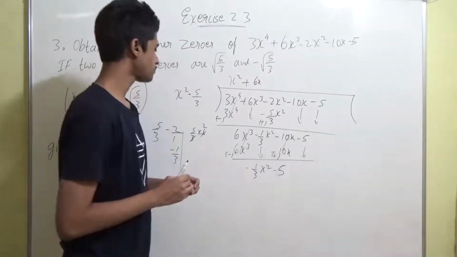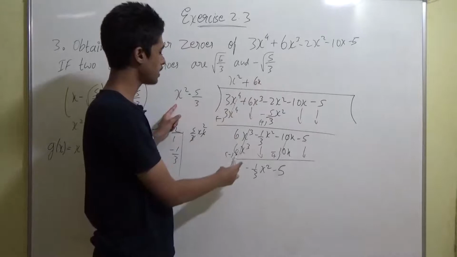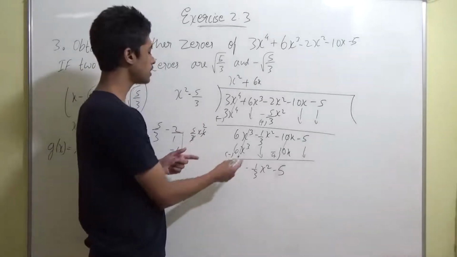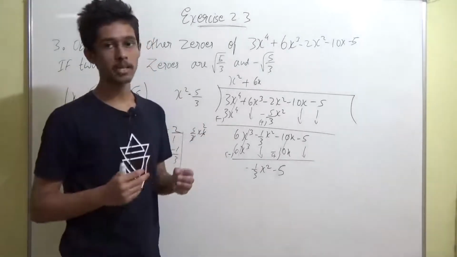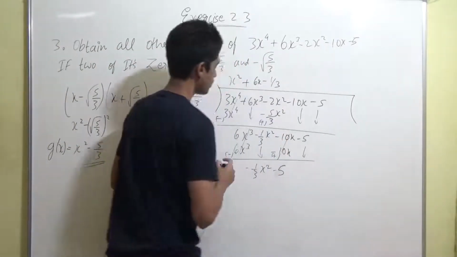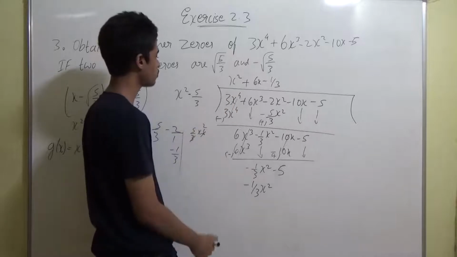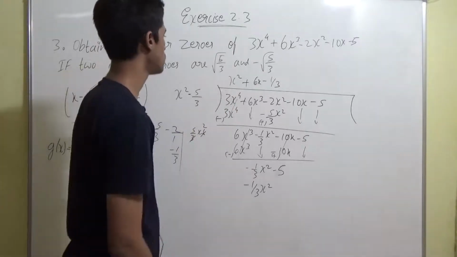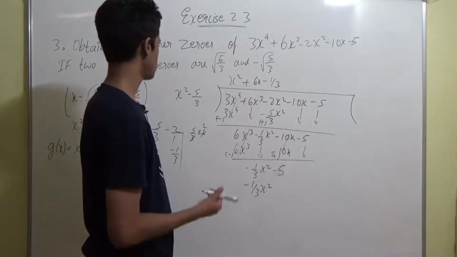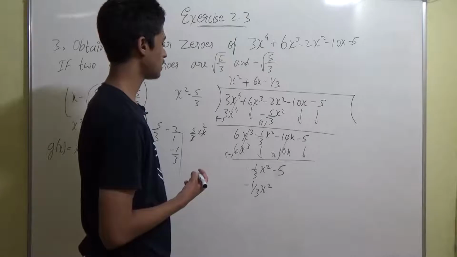Right. Now what you have to do is multiply this with a number to get minus 1 by 3 x square. See, here x square is already there and here also x square is there. The only number required to multiply is minus 1 by 3. When you multiply x square with minus 1 by 3, it becomes minus 1 by 3 x square. And also when you multiply minus 5 by 3 with minus 1 by 3, it's going to become 5 by 9.